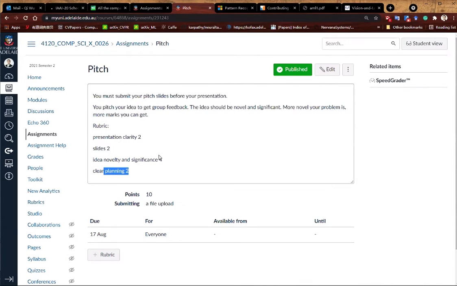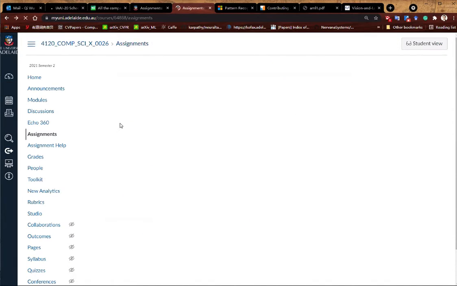Because in the pitch, you need to give us a roadmap, like in the next 2 weeks, I will find the data, like what's the target website I will look at to find the data, and maybe what kind of method I can use, right? So you give us a roadmap. So it's called clear planning. So this is 10 marks for the pitch.